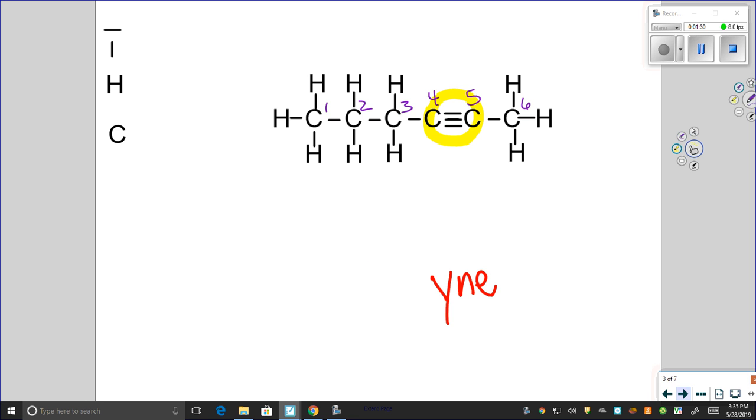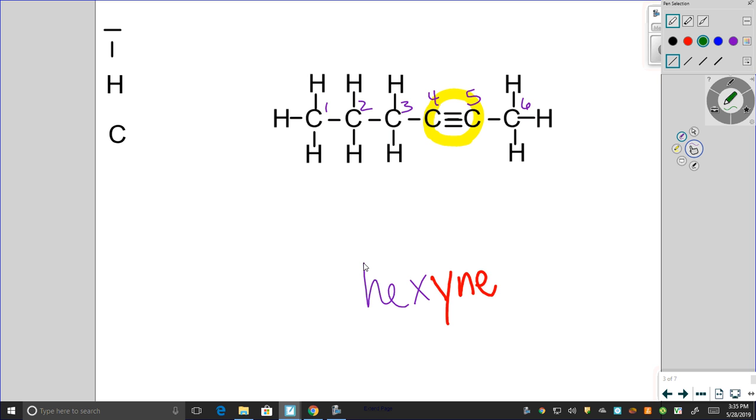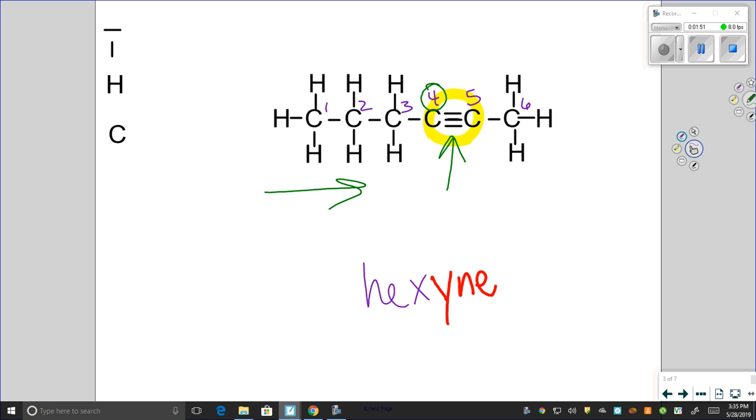But we're not done there. Once we finish with the hex, we need to figure out what to put to tell us where this special triple bond is. If I count in this direction, my triple bond is after the 4.